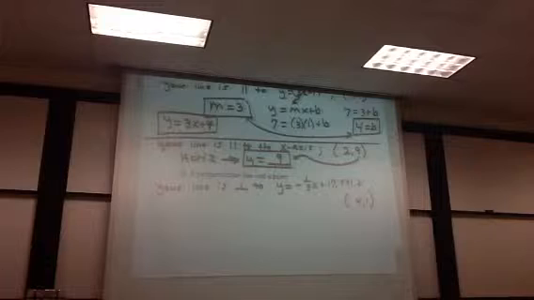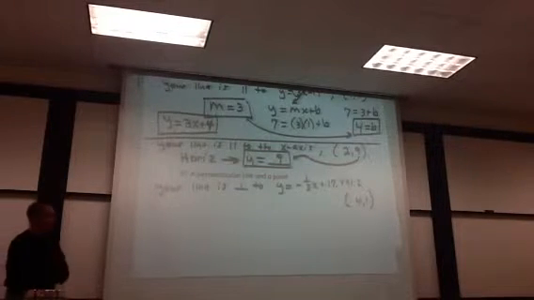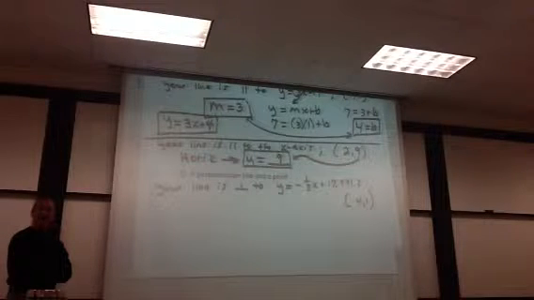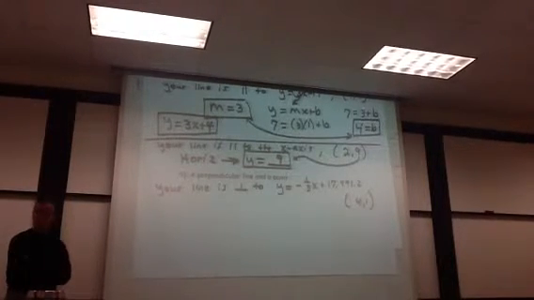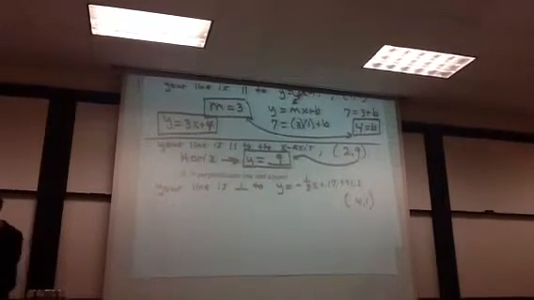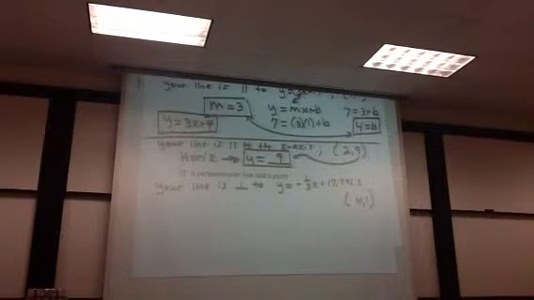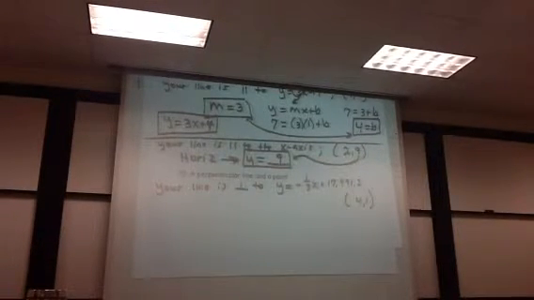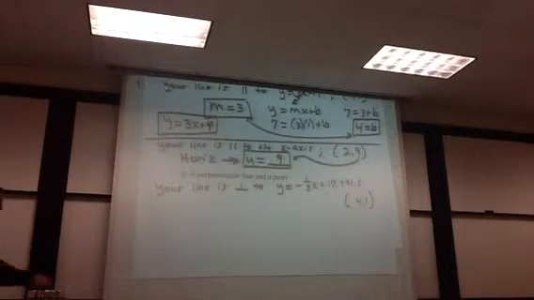All right, your line is perpendicular to y equals negative 1/3 x plus 17,492.2, and it goes through the point (1, 4). Now, why did I give you that crazy y-intercept of 17,000 something? Because it doesn't matter. That's right. All you're interested in is what? Slope. The slope is all you're interested in.